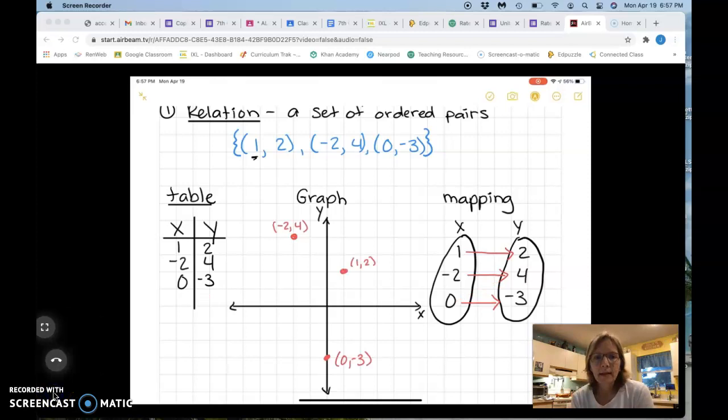And the last way to show a relation is with a graph. And so it's just what it sounds like. You make a coordinate plane and you plot the points on the coordinate plane. Make sure when you plot points, you always label them so you know which point is which.